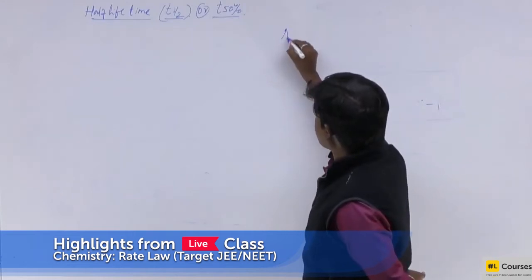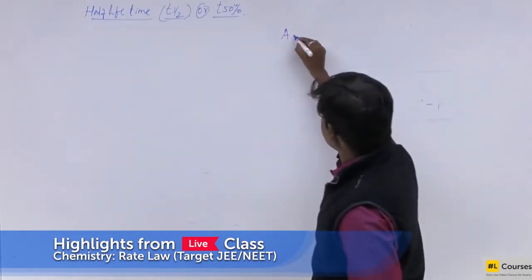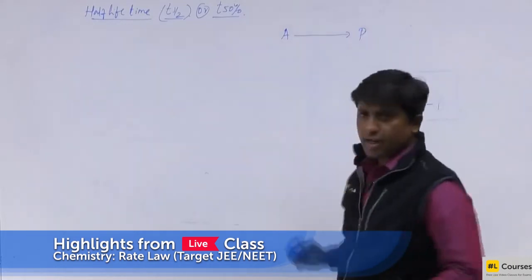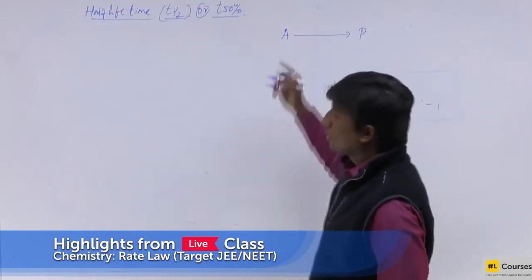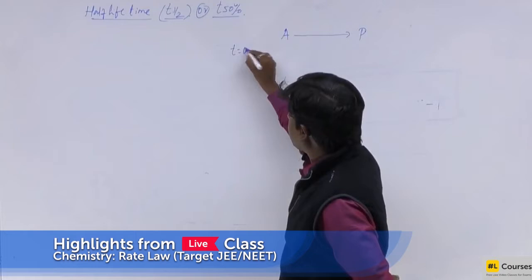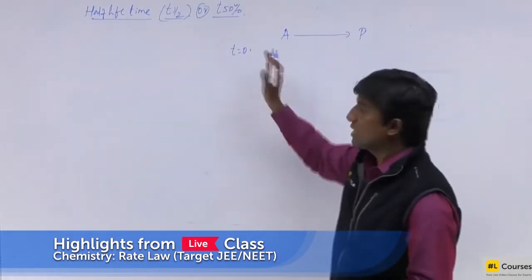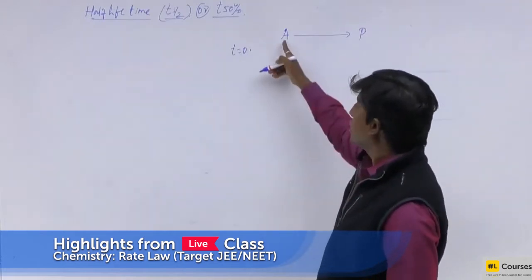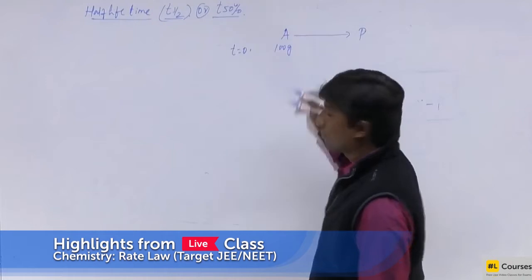Students, let us consider a reaction in which the reactant A is converting into product P. A simple example. Initially, in the beginning, let us take time t as 0. When time t is taken as 0, the initial concentration of the reactant A, let it be 100 grams.